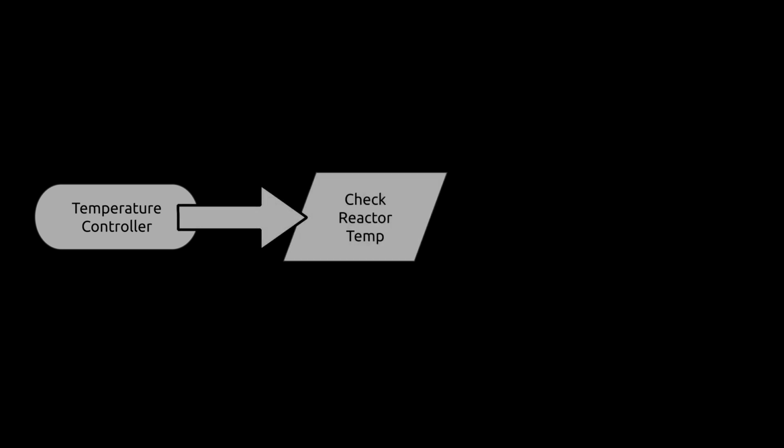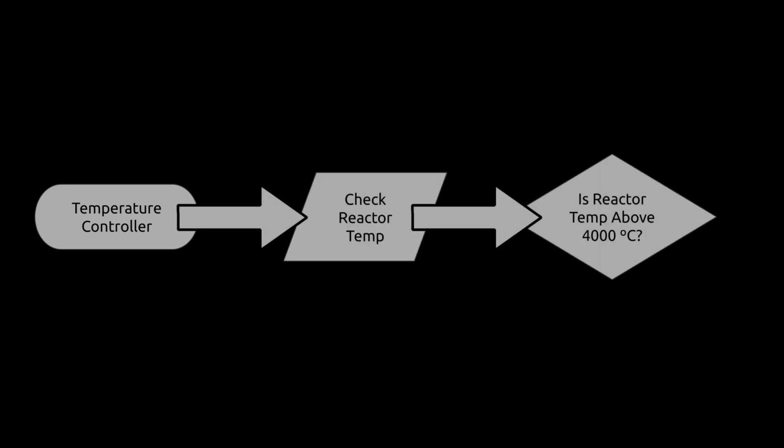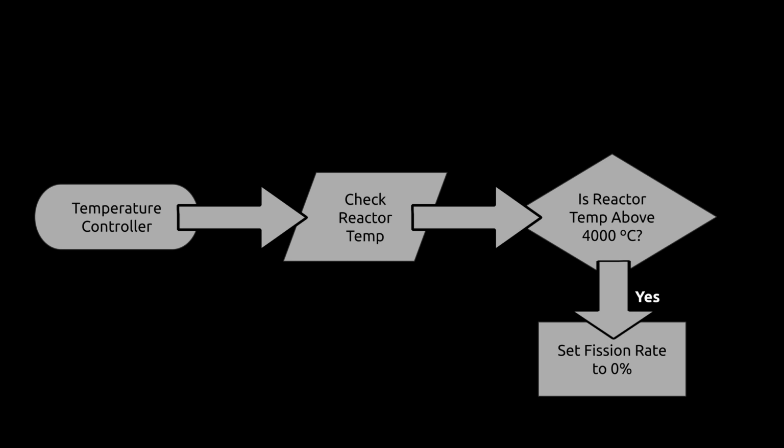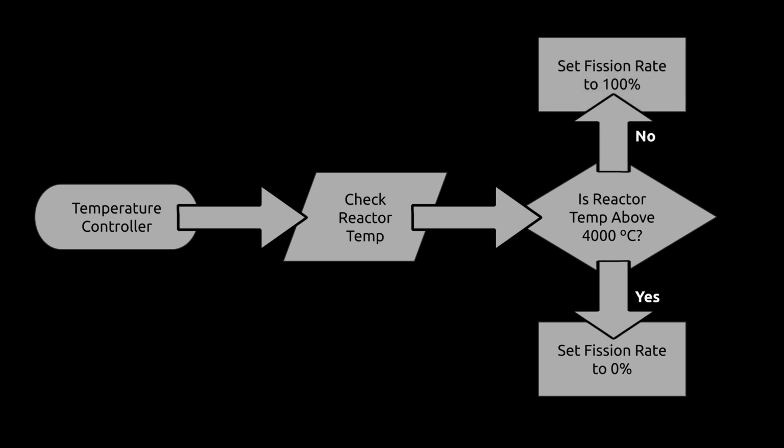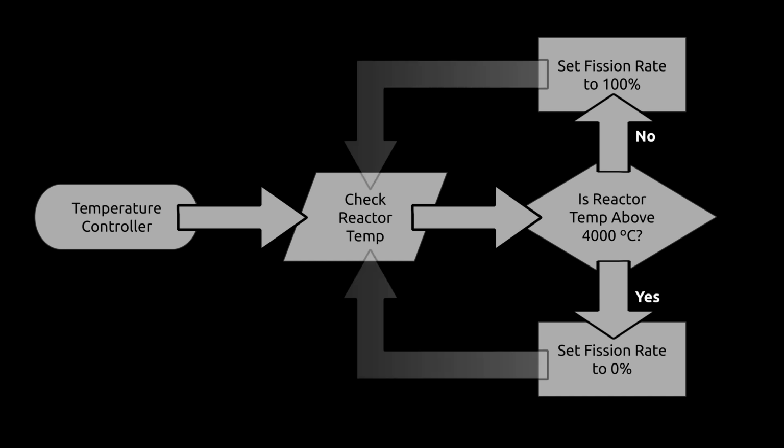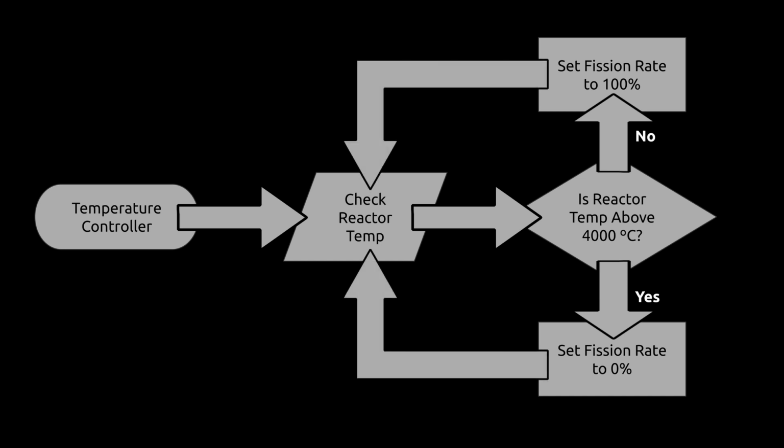Here's how it works. The temperature controller checks the current reactor temperature and determines if it's above or below 4,000 degrees. If it's above, it turns the entire thing off. If it's below, it turns it on at full power. Because this cycle is happening hundreds of times per second, a single component is all that's necessary to keep your reactor temperature at 4,000 degrees.